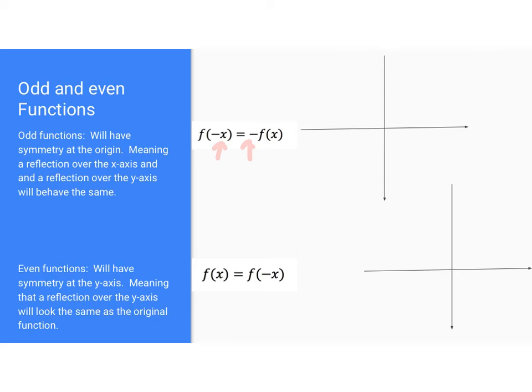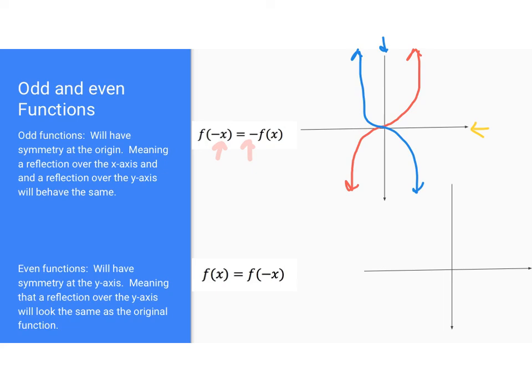If I graph an odd function, one version of that is a cubic function, and this is just a simple cube. If I reflect this graph over the y-axis, it looks like this. If I reflect this graph over the x-axis, it will look the same. That makes that function odd. The end behavior of an odd function is going to be dependent on the sign of your leading coefficient.